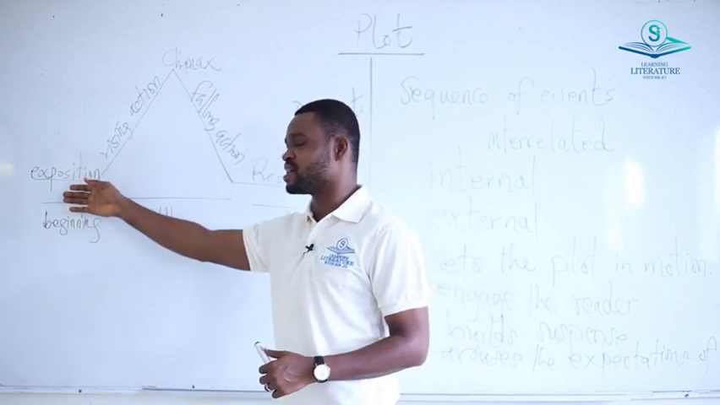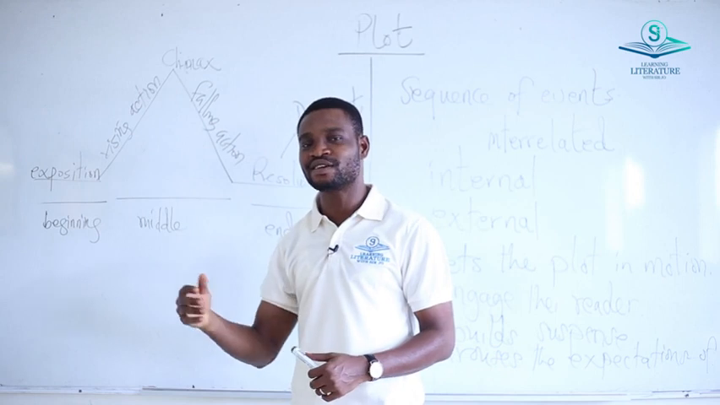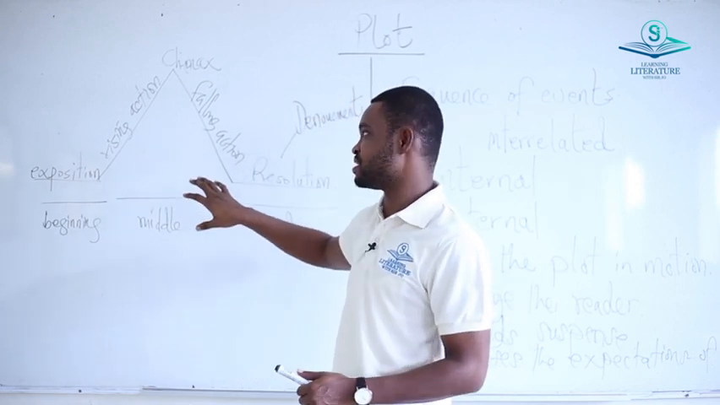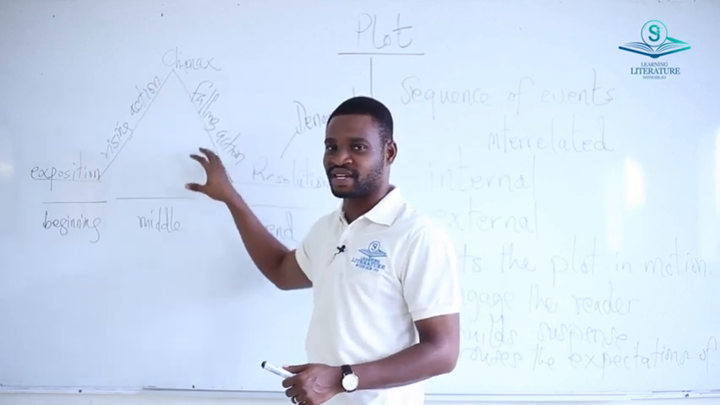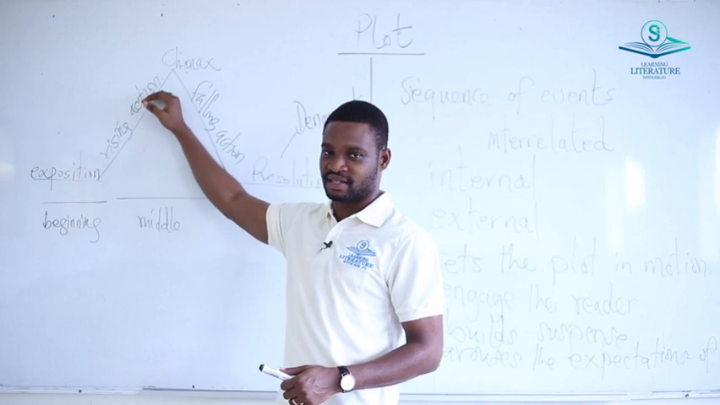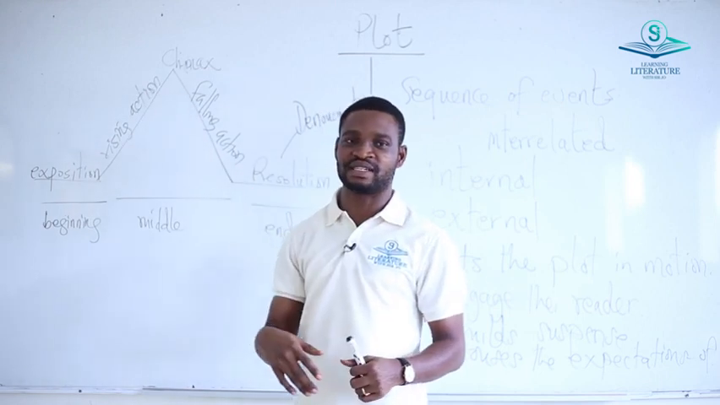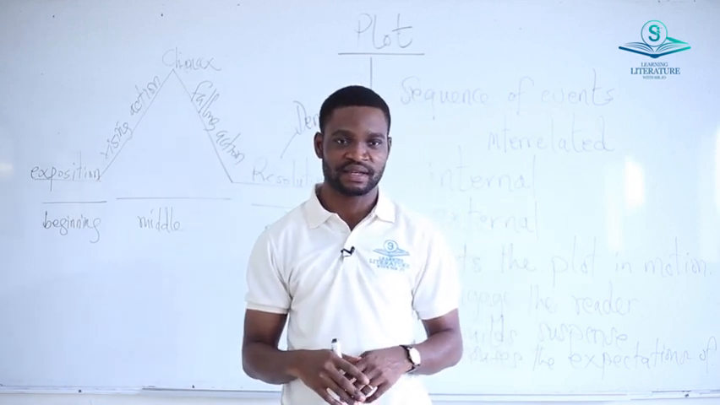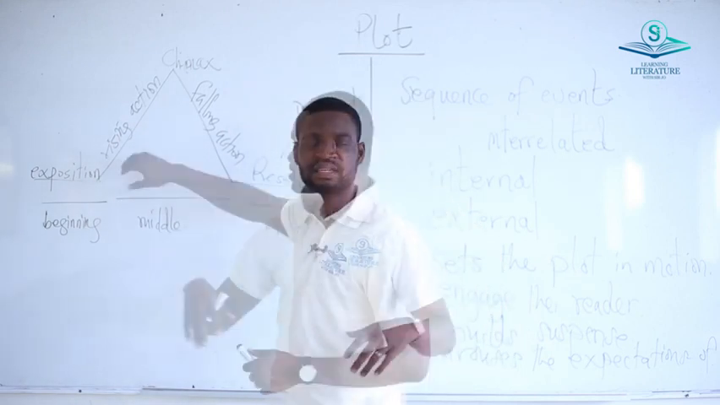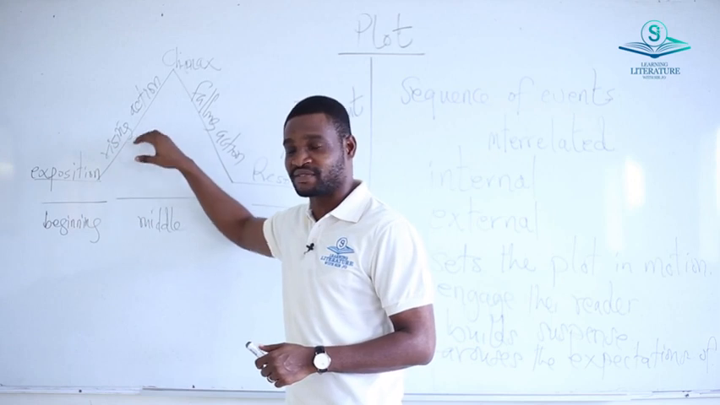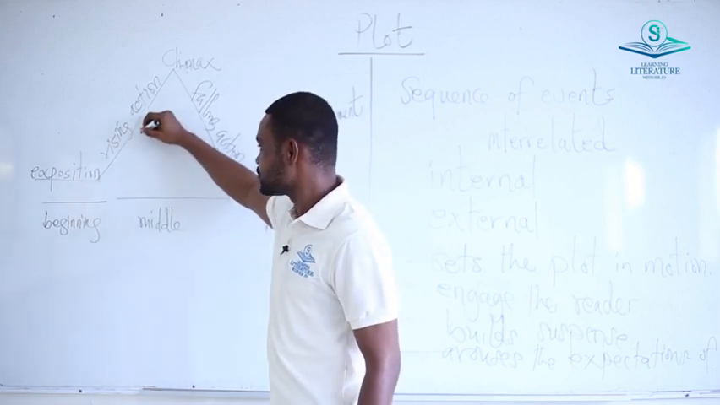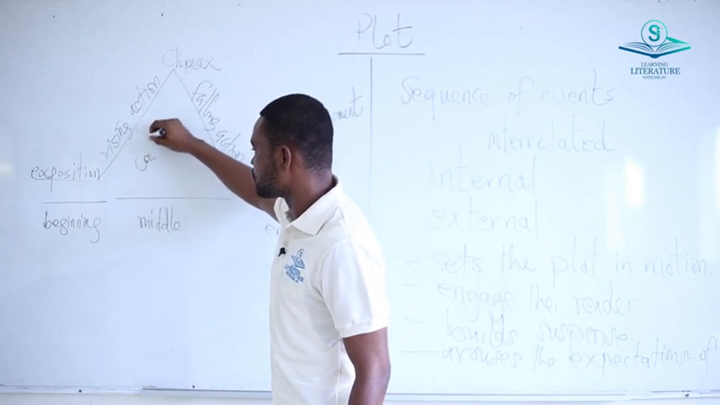So we move from the exposition, that is the beginning of the story, to the middle part. And the middle part is divided into three different stages, which starts from the rising action. The rising action is also known as the complication. At this particular stage of the story, the story develops and intensifies, and with its intensification, we are given the conflict.